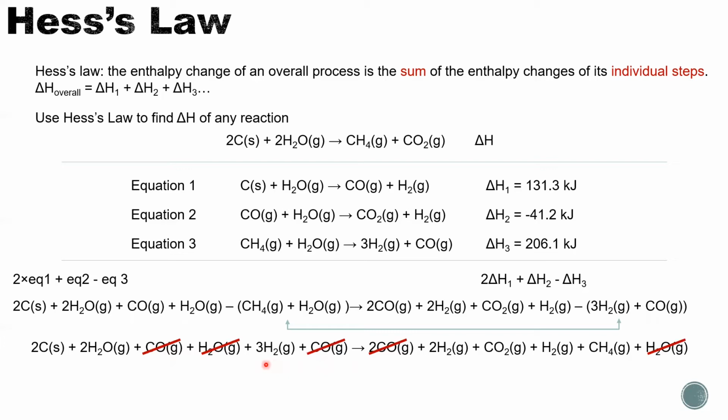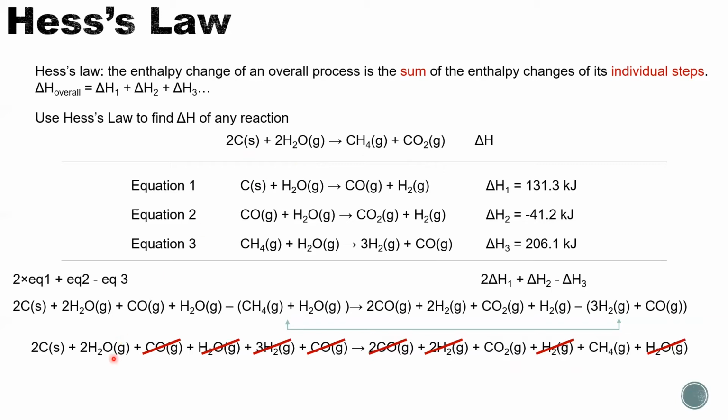For hydrogen, on the left, we have 3 hydrogens. On the right, we have 2 hydrogen plus 1 hydrogen, that is 3 hydrogens. That cancels out perfectly. Okay, let's rewrite the equation, see what is left over. What is left over is 2 carbon plus 2 water to produce 1 CO2 plus 1 methane. That's exactly our targeted equation. Also, we have the correct amount of water molecule here.